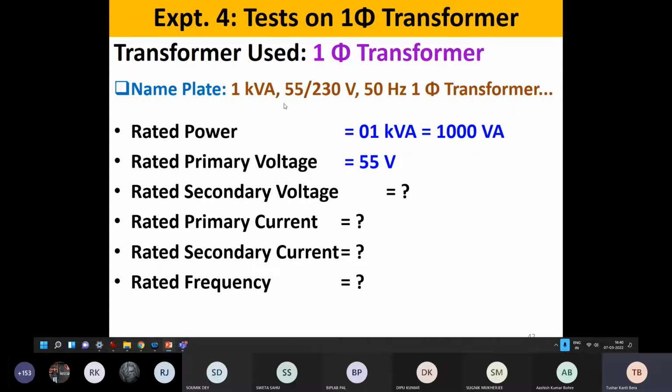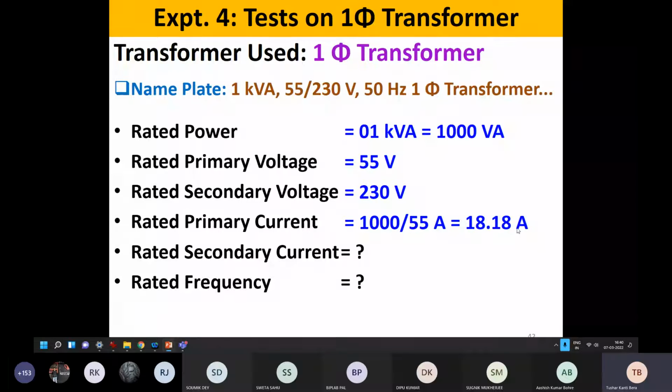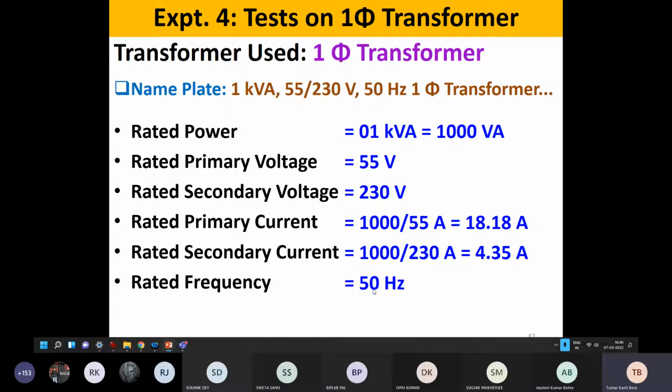So now if 55 is taken as the primary winding, the rated primary voltage is 55 volt as it is written here, and the rated secondary voltage will be 230 volt. The rated primary current will be 1000, that is the VA, divided by the voltage. VA divided by volt means it will be ampere. So 18.18. That means the primary current will be 18.18. The secondary current will be 4.35 at the full load condition, and the rated frequency will be 50 Hertz.